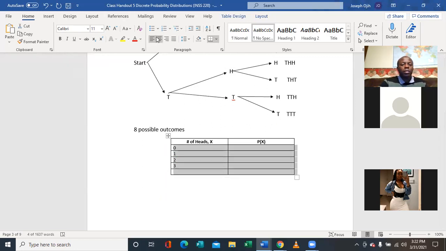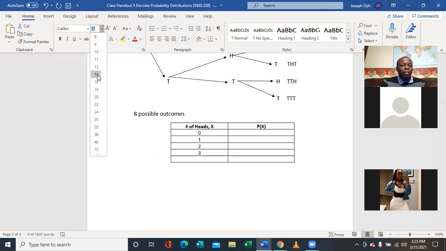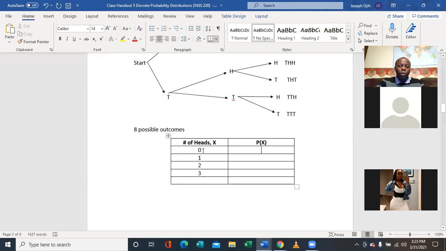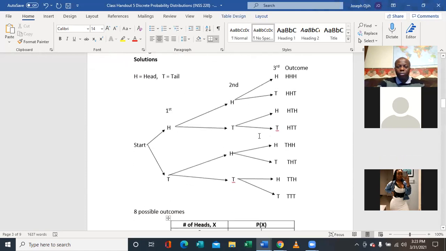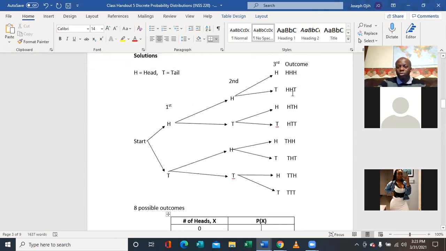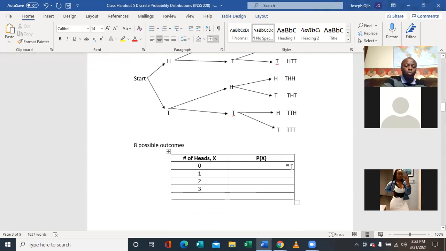All right. Let me make it centered. Okay, so you have the number of heads, and then the probability of that. Now, you look at this, no heads. If you look at our outcomes, this is the only place where you have no heads. Only one of them has no heads, out of 8 outcomes: 1, 2, 3, 4, 5, 6, 7, 8. So we have 1 out of 8 outcomes with no heads.